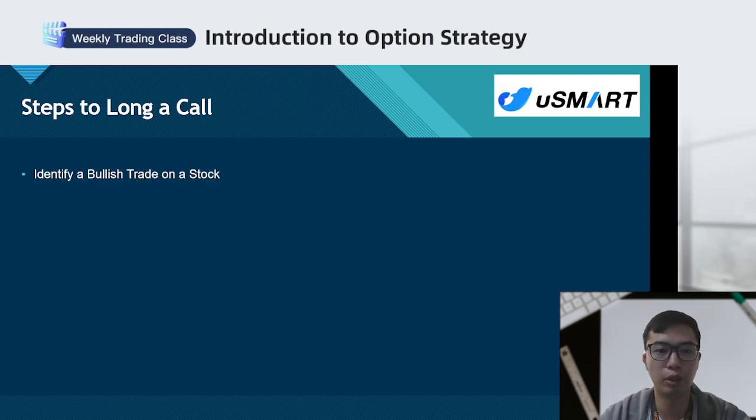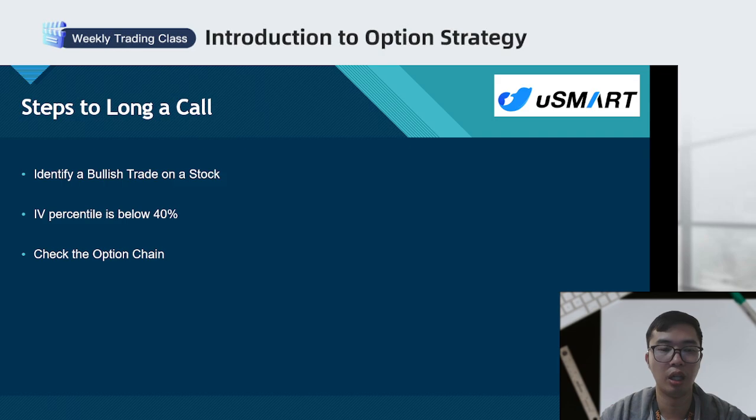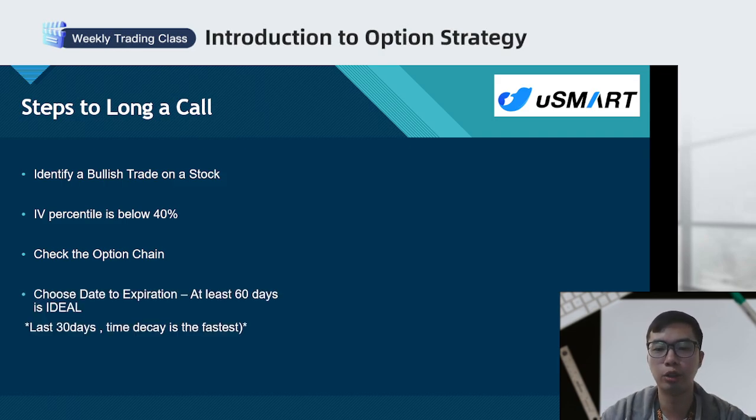First, I identify a bullish trade on a stock, whether fundamentally or technically. Then I look for the IV percentile to be below 40%. Unless sometimes I'm very confident in a stock, like trending stocks such as Nvidia, which have very high momentum and a lot of interest. Usually the IV won't be that low. Maybe around 50% I will still get it if I want to trade these strong uptrend stocks. Then I check the option chain and choose a long expiry date like 60 days or more than 30 days, because in the last 30 days the time decay is the fastest. We don't want to lose the option price so fast.